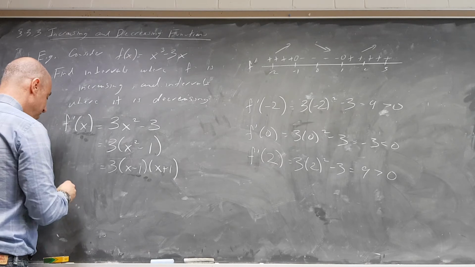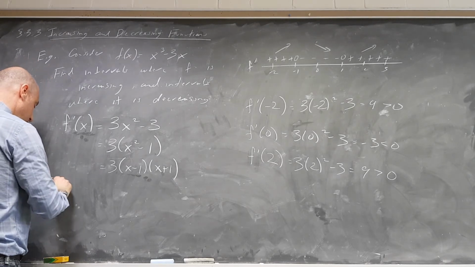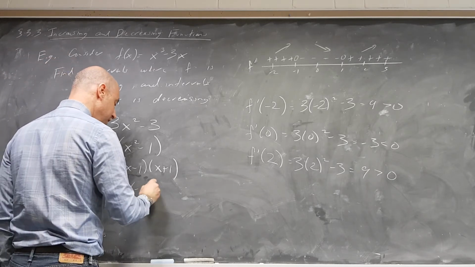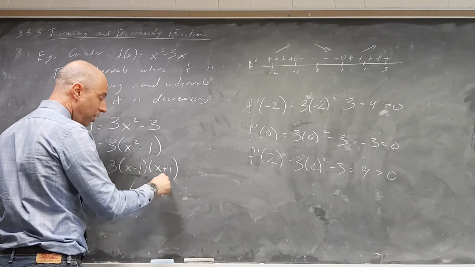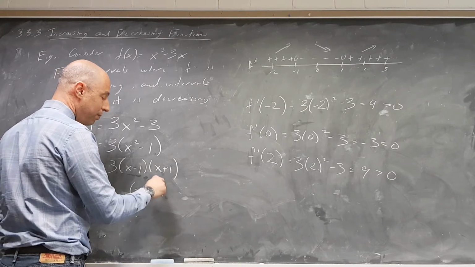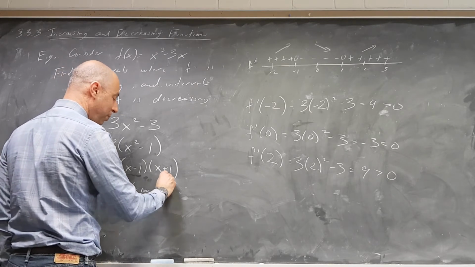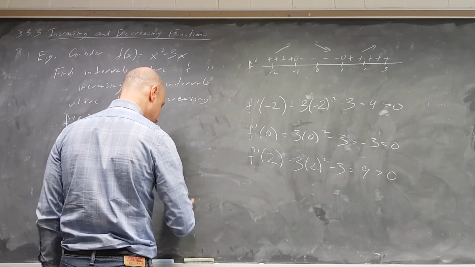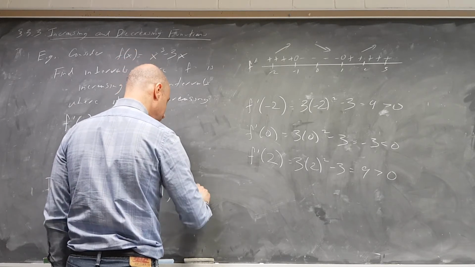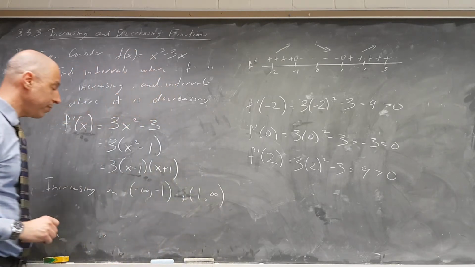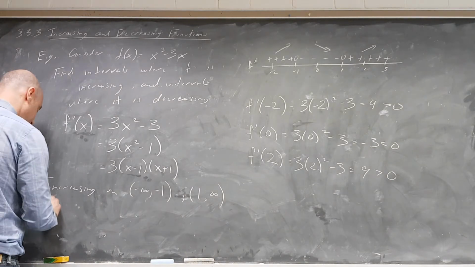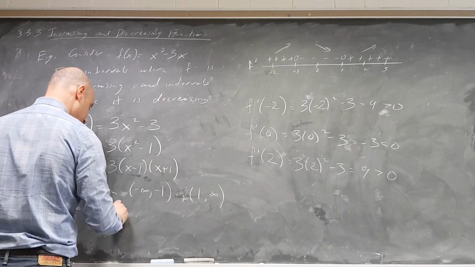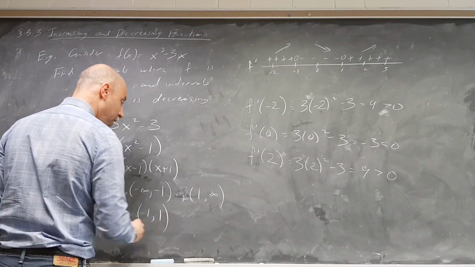And so I can see that my function is increasing on negative infinity all the way up to negative 1. You could use an open or a closed bracket; I'm going to put open parentheses here right now. And it's also increasing from 1 to infinity. It's decreasing where I see the minus signs, where I see that down arrow. That's from negative 1 to 1.